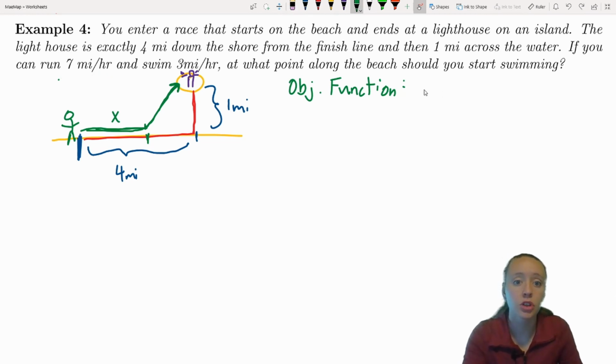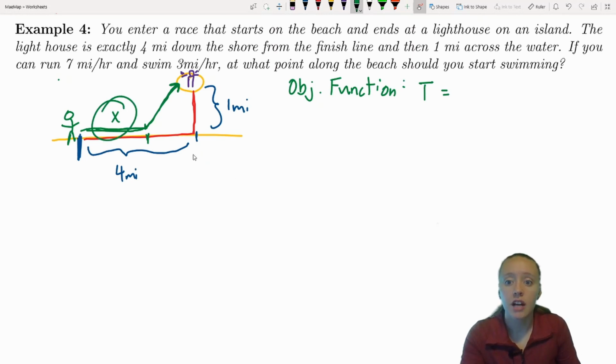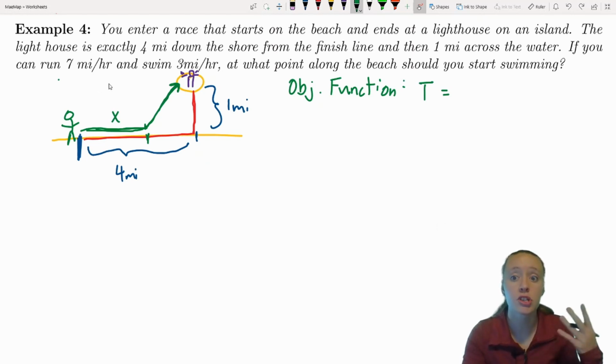So I'm going to say my total time t is going to equal, well, however far I run, if I divide that by the rate I run, I'm going to get the total time it took me to run.